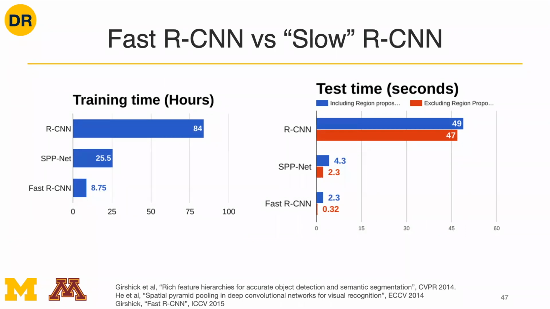And in testing time, fast RCNN is like 2.3 seconds. Sorry, 2.3 plus 0.32. So it's actually talking about 2 things, including the region proposal and excluding the region proposal. So I think excluding region proposal is faster. We haven't talked about the region proposal yet, so I want to make that clear.